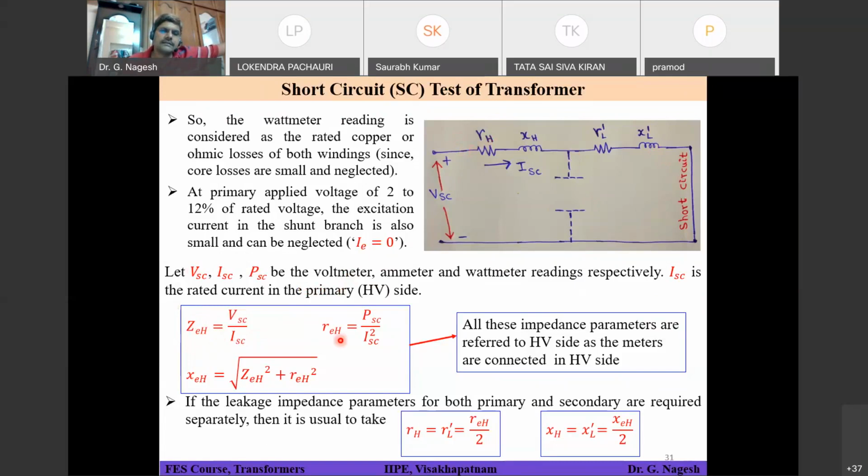REH, how to calculate? You know the wattmeter reading given by PSC; that wattmeter reading divided by ISC square, that means your ammeter reading squared, will give you the resistance. Once you know ZEH and REH, you can calculate XEH. EH means referred to the high voltage side. So XEH is given by, sorry, here it should be a minus, I think.